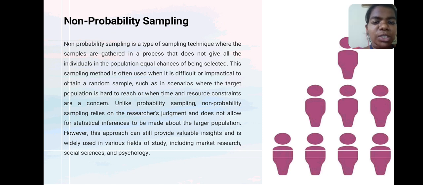The sampling method is often used when it is difficult or impractical to obtain a random sample, such as in scenarios where the target population is hard to reach or when time and resource constraints are a concern. Unlike probability sampling, non-probability sampling relies on the researcher's judgment and does not allow for statistical inferences to be made about the larger population. However, these approaches can still provide valuable insights and are widely used in various fields of study, including market research, social science, and psychology.